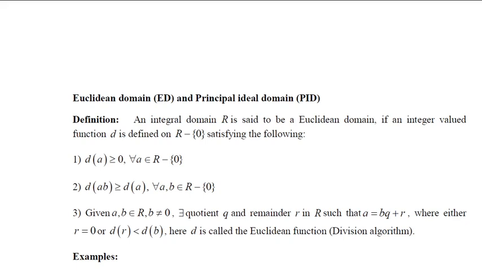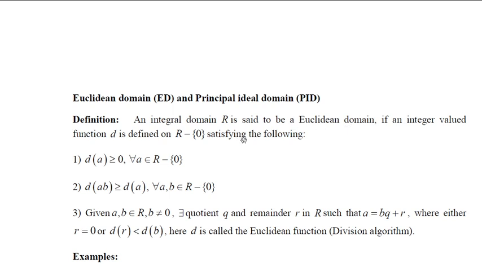Hello everyone. In the previous class we discussed prime elements, prime ideals, irreducible elements and also coprime. Now we'll continue the discussion. Today we're going to talk about Euclidean domain and principal ideal domain. What is meant by Euclidean domain?